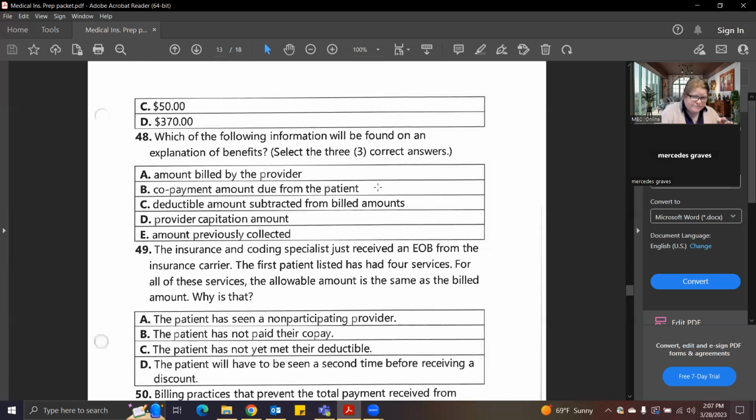is going to be C, the deductible amount subtracted from the billed amounts. On your EOB, they're going to break it down and it's going to be in a line. You're going to start with your billed amount and then they'll have the allowed amount right behind that. And it deducts down until you get to what is either the insurance's responsibility or the patient's responsibility. Usually it ends with the patient's responsibility. But that's how it breaks down on the EOB. It shows all the adjustments, all the amounts owed by who.